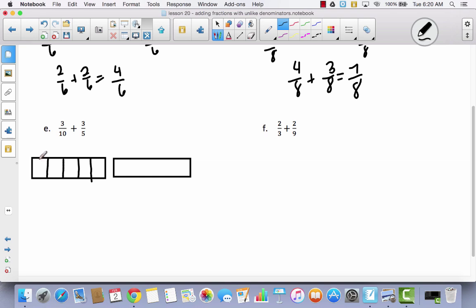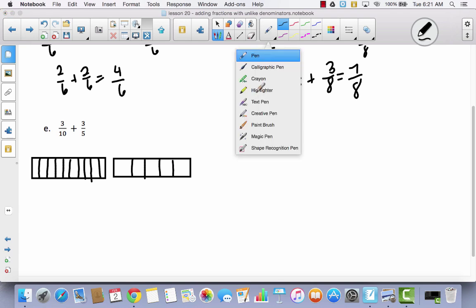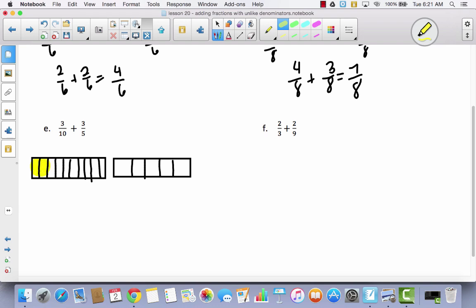Now I'm going to take these fifths and divide them in half, so now I have tenths. And then I'm going to take this one and divide this one into fifths. So I've got 1, 2, 3, 4. I'm going to come back and shade. All right, so now I've got 3 tenths and I've got 3 fifths.